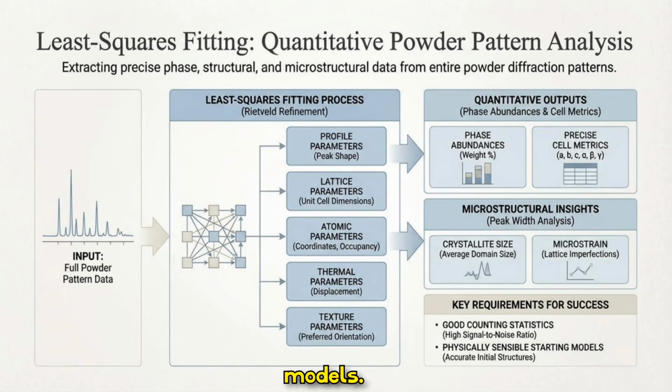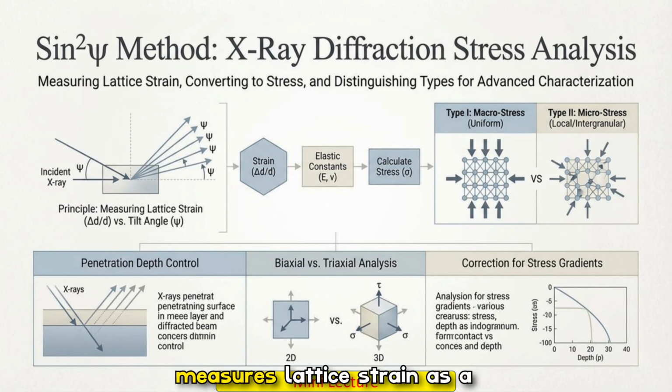The sin-squared psi method measures lattice strain as a function of tilt angle to convert strain into stress using elastic constants. The slide explains how this approach distinguishes macro-uniform stress from local micro or intergranular stress, and how penetration depth, biaxial versus triaxial assumptions, and corrections for stress gradients influence interpretation when assessing residual stresses in thin layers or bulk samples.